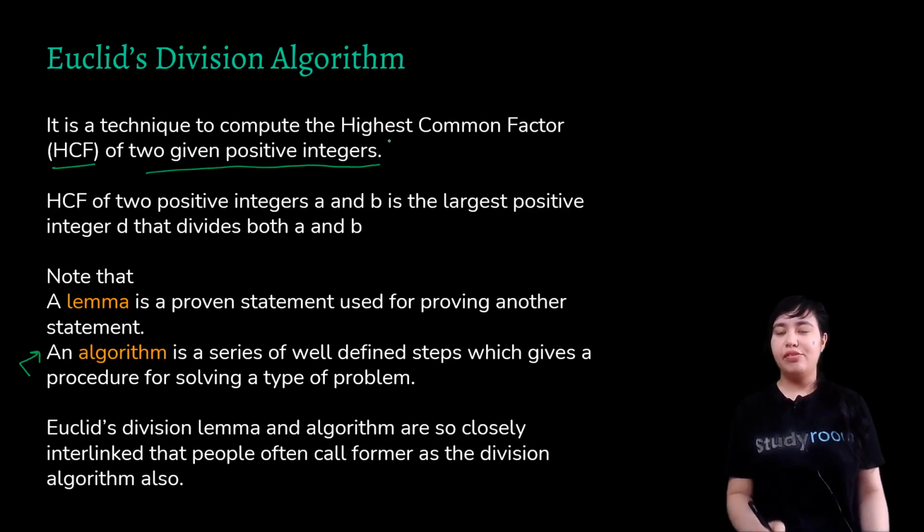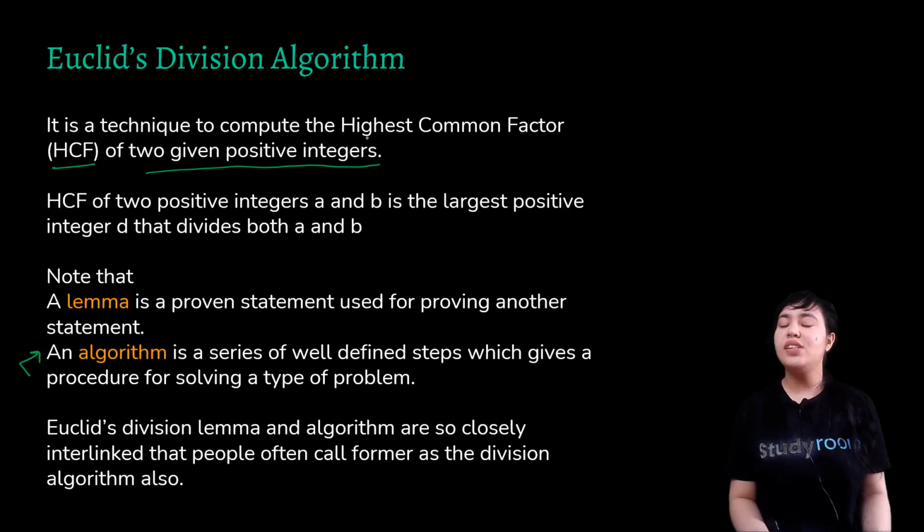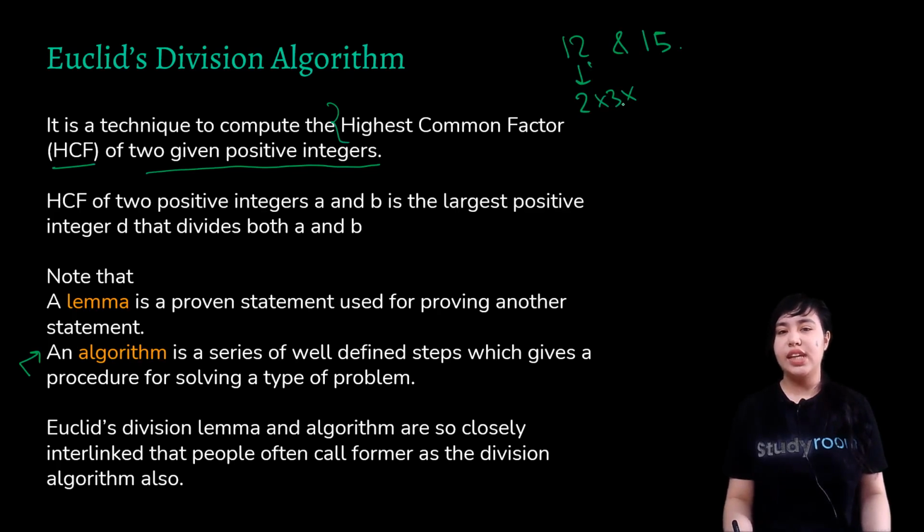Now what does HCF mean? HCF means highest common factor. Now its full form itself will tell you what it exactly is, okay? So if I give you any two positive integers, say 12 and 15, now what are the factors of 12? Factors of 12 can be like 2, we can have 3, what else? 2 3s are 6, and then you have another 2. For 15 it is 5 into 3. You can also have 1 as a factor. So these are the factors of 12 and 15.